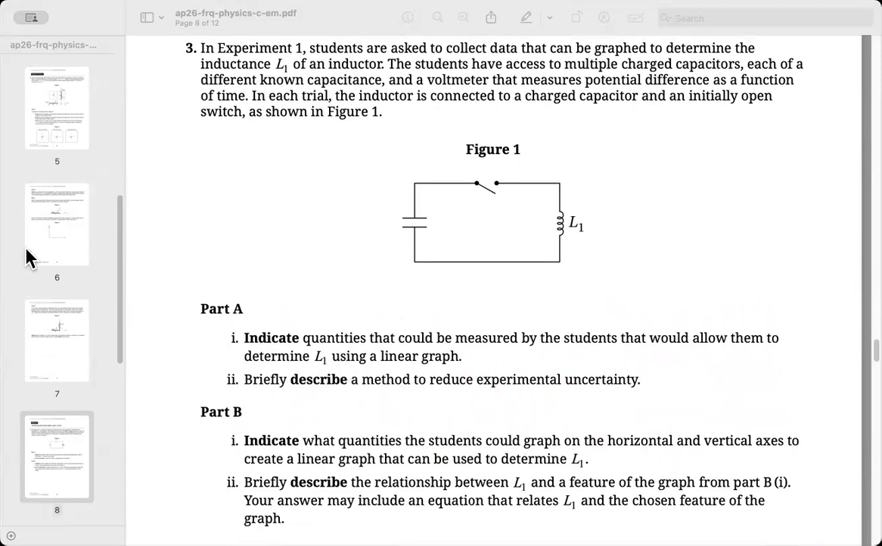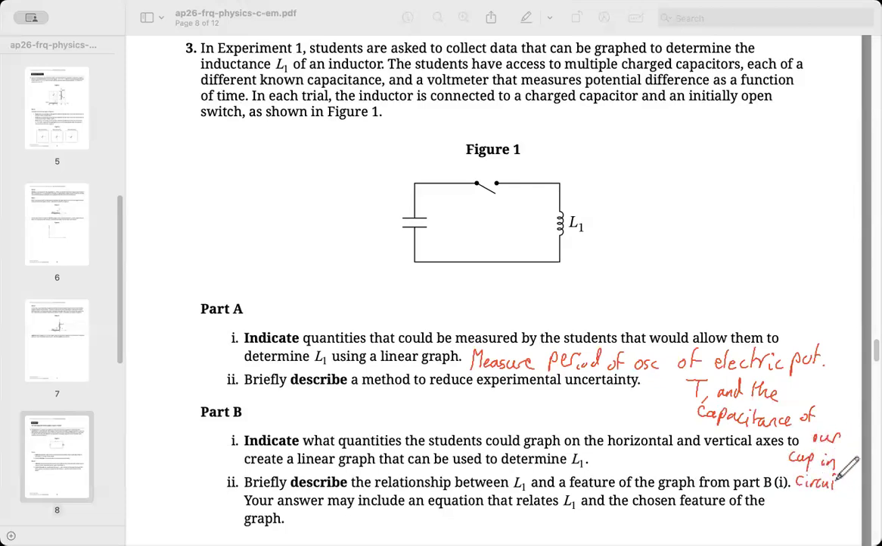So the two quantities that I want to determine to get a linear graph: I would like to measure the period of oscillation of electric potential. We'll call that T, and the capacitance. Do we know the capacitors? Yes, we do. And the capacitance of our capacitor in the circuit, C.